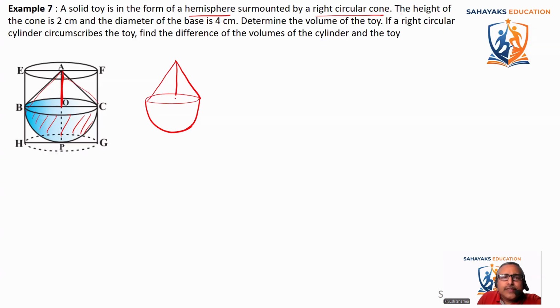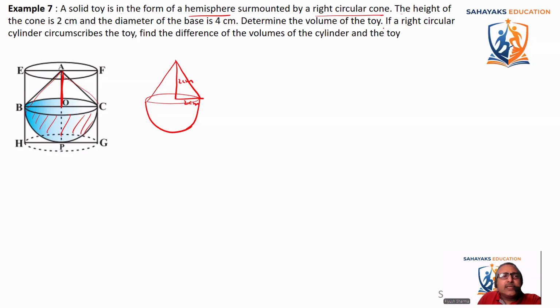The height of the cone is 2 centimeter. And the diameter of the base is 4 centimeter. The diameter of the base is 4, that means the radius is also 2 centimeter. Determine the volume of the toy.